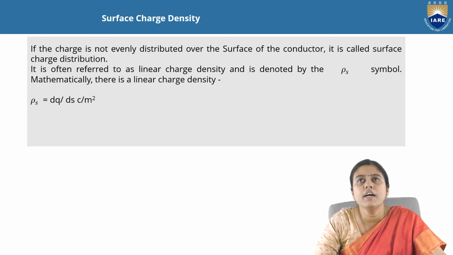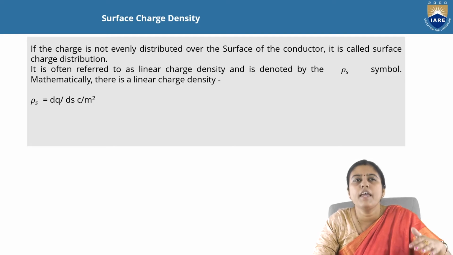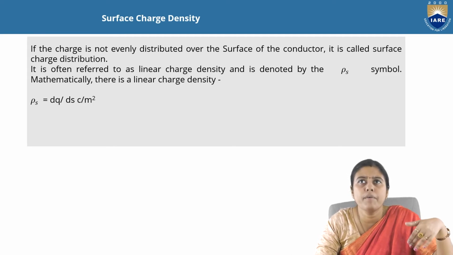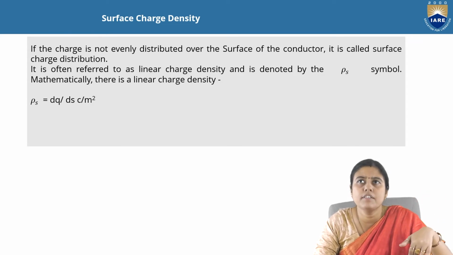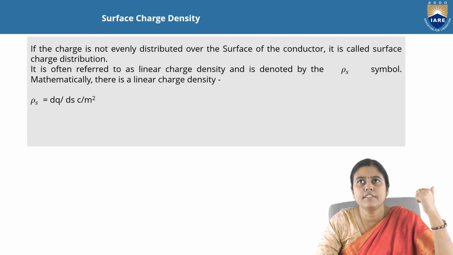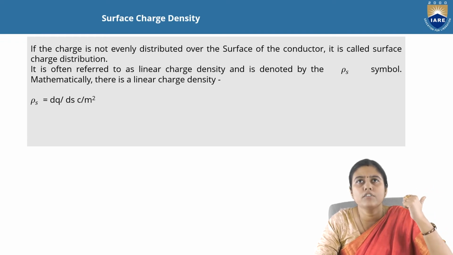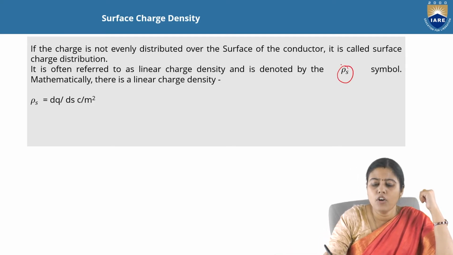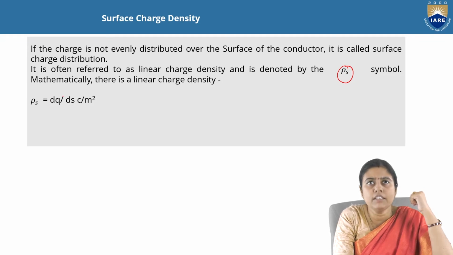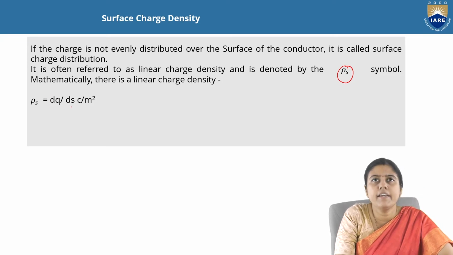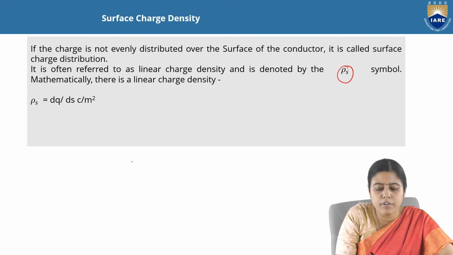Next we will go to the surface charge density. So what is surface charge density? If the charge is not evenly distributed over a surface, this is called the surface charge density. It is often referred to as surface charge density and written by rho s. So what is rho s? Rho s is equal to charge by ds, where ds is the surface area. Coulomb per meter square.